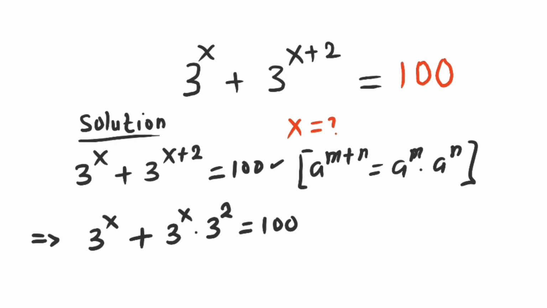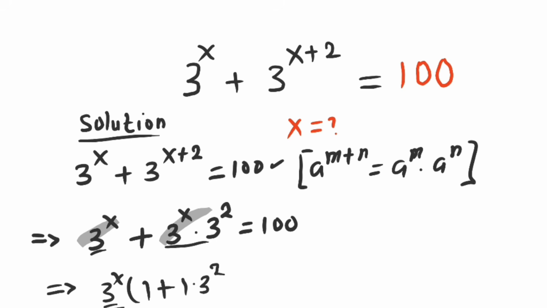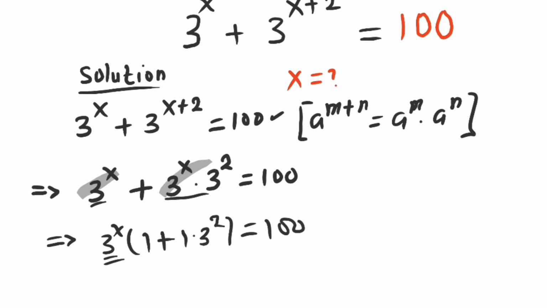Now, as you can see, we have 3 raised to power x here and 3 raised to power x here, which means 3 raised to power x is common. Let's bring it out. This is 3 raised to power x bracket. If you divide this 3 raised to power x by this 3 raised to power x, we have 1, plus if you divide the whole of this by 3 raised to power x, we have 1 multiplied by 3 square is equal to 100.